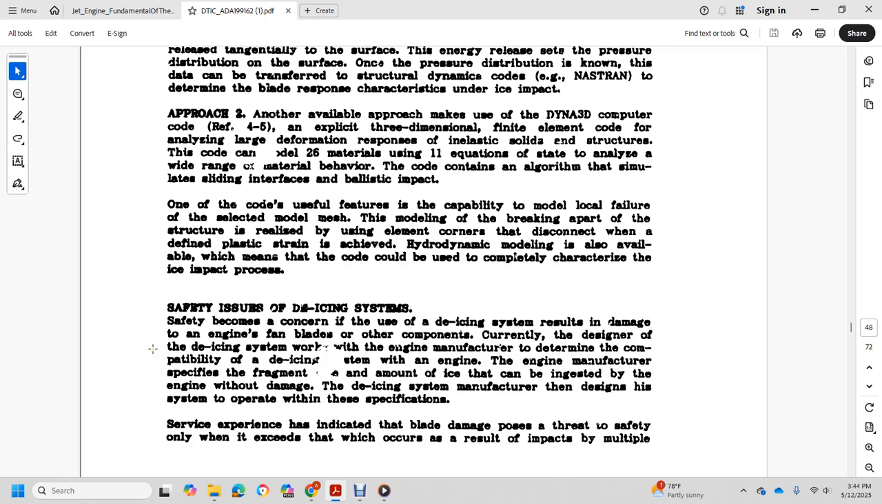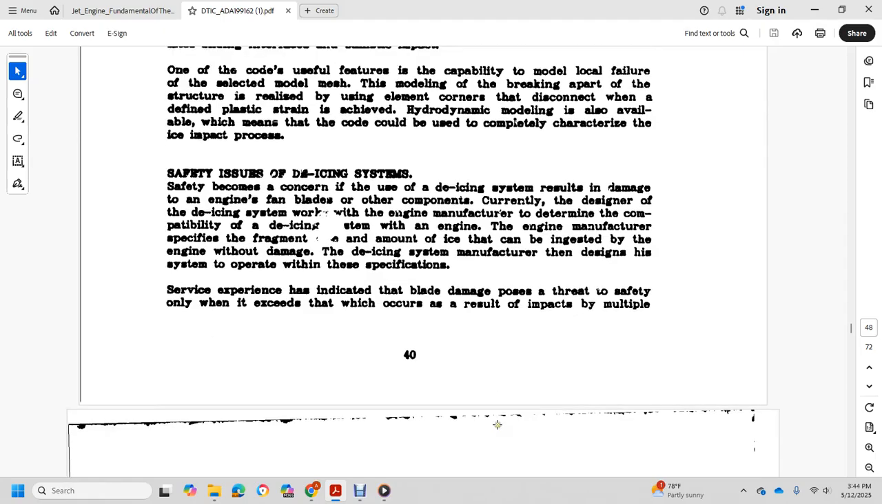Safety becomes a concern with the de-icing system as a result of damaged engine fan blades and other components. Currently, the design of the de-icing system works with the engine manufacturer to determine the compatibility of the de-icing system with the engine manufacturer's specified fragment size and amount of ice that can be ingested by the engine without damage. The de-icing system manufacturer designs the system to operate under these conditions. Service experience with the indicated blade damage poses a threat to safety only when it occurs exceedingly, as a result of multiple impacts.